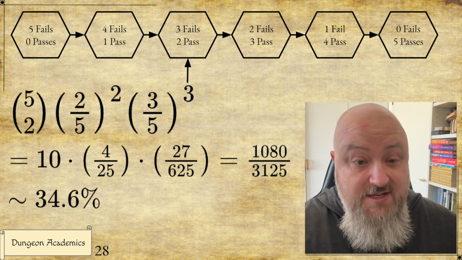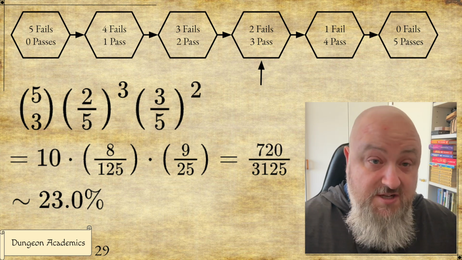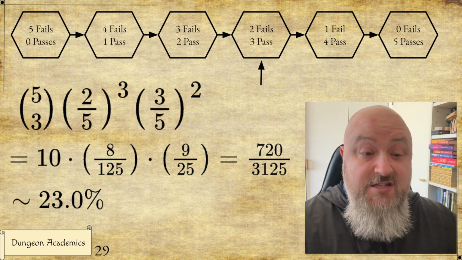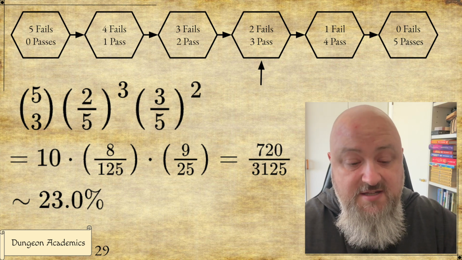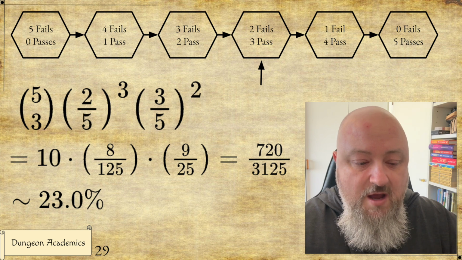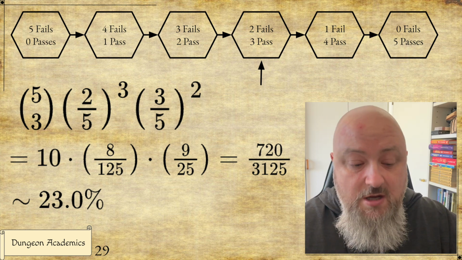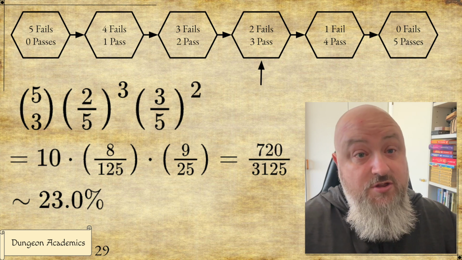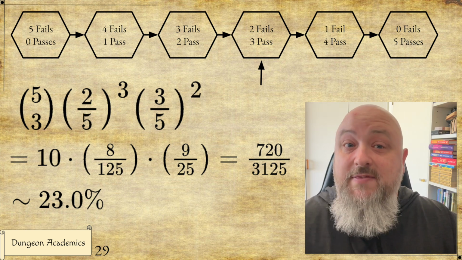That was 34.6%. If we move on to 2 failures and 3 successes, well, we are now using 5 choose 3, 5 events with 3 successes. We're using 2/5 to the power of 3 for 3 successes and 3/5 to the power of 2 for 2 failures. Doing 5 choose 3 with either Pascal's triangle or n choose r gives us 10. This is the same as 5 choose 2. These are the 2 central results and they are the same value.